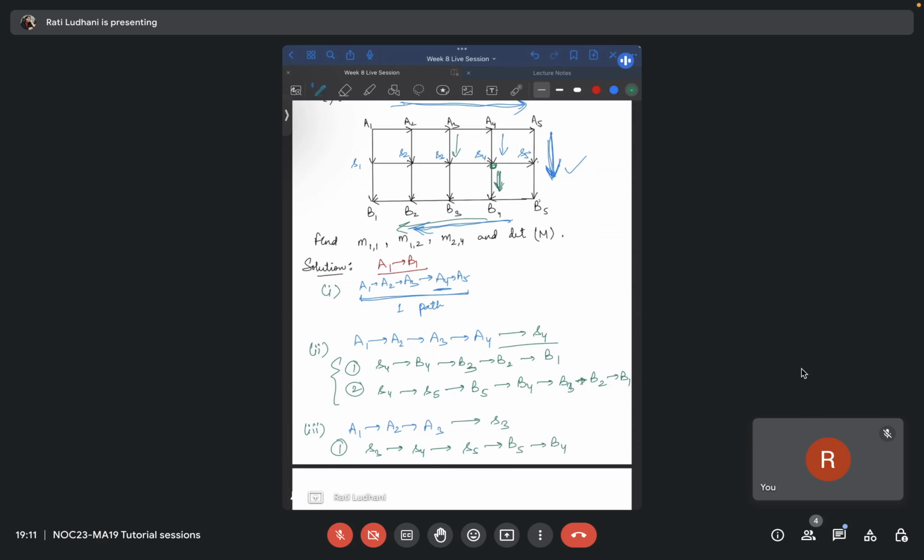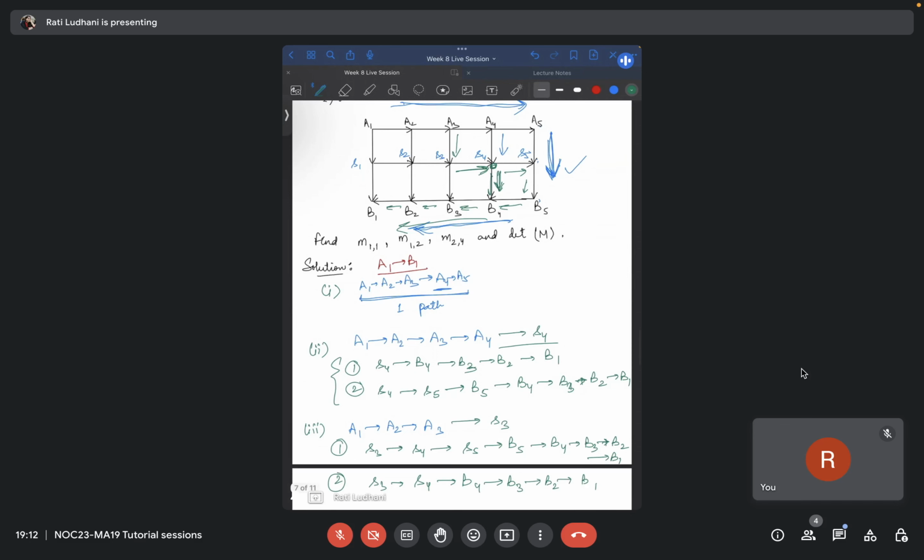Yeah, I'll write, don't worry. B2 to B1. Other is S3 to, so what I did, I went like this, and now what I can do, I can also go like this, and then S2 to S3 to S4, and then I'll go downwards from here only, B3, B2, and B1.